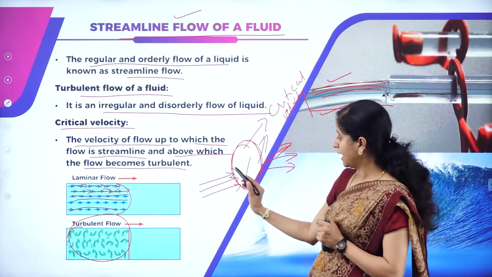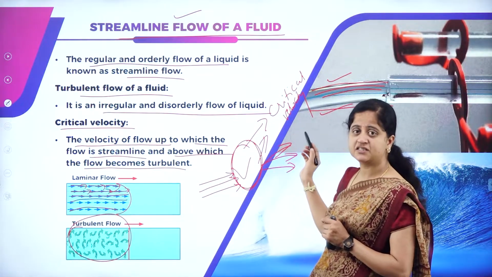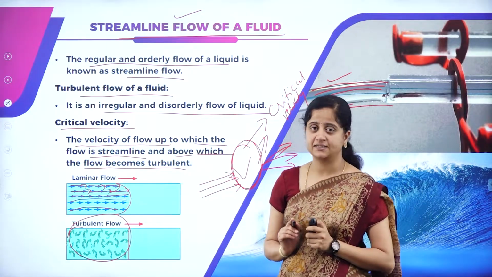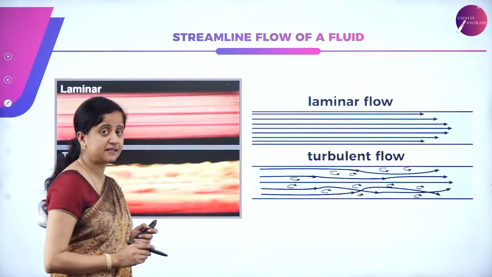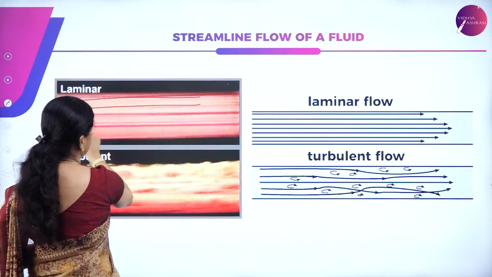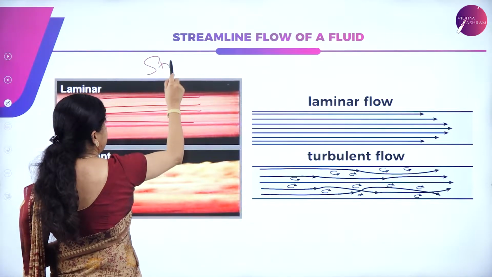The velocity up to which the flow is streamlined, after which the flow becomes turbulent, is called critical velocity. So this streamline and turbulent flow of a fluid can be understood by this example. Look at these pictures. You can observe here the laminar flow or the orderly flow of a fluid, which is nothing but the streamline nature.